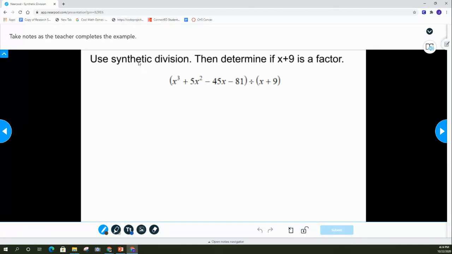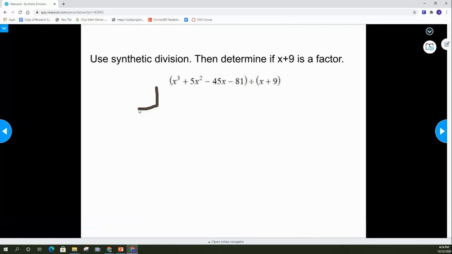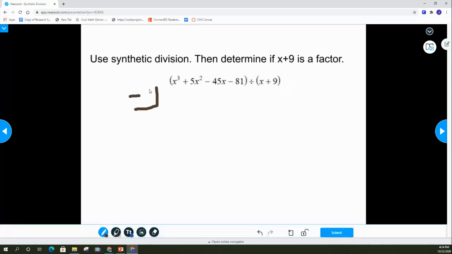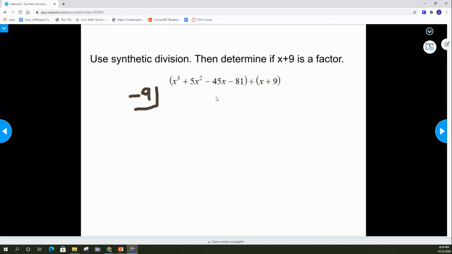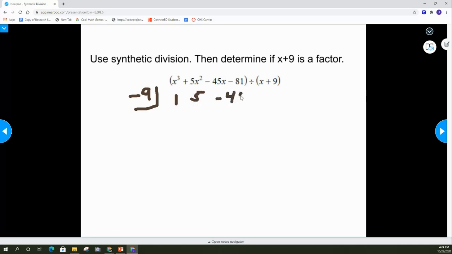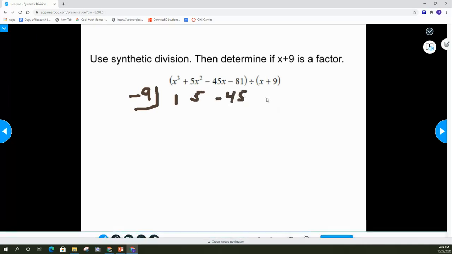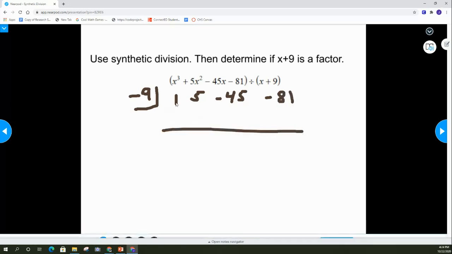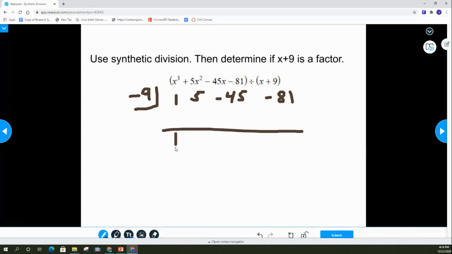All right, so we want to try this. So we got to set it up. When I set this up, I write it a little bit different than the last example. I put the divisor in a little box. So my divisor is going to be negative 9. I write my coefficients out: 1, 5, negative 45, negative 81. Those are all my coefficients. I draw a line. I bring down the first one, and now I begin the pattern.